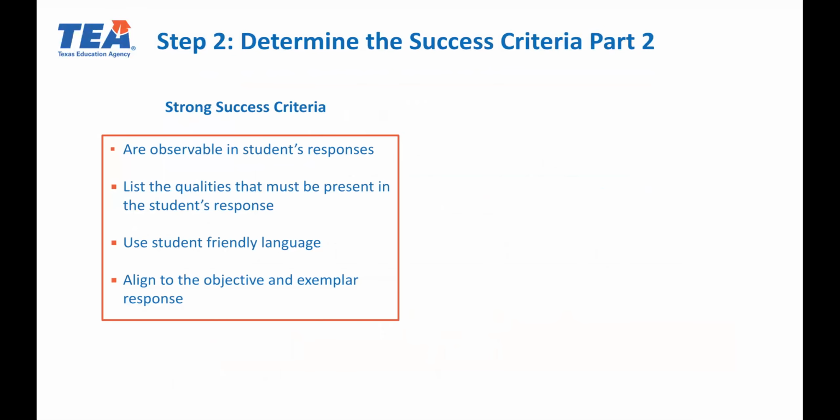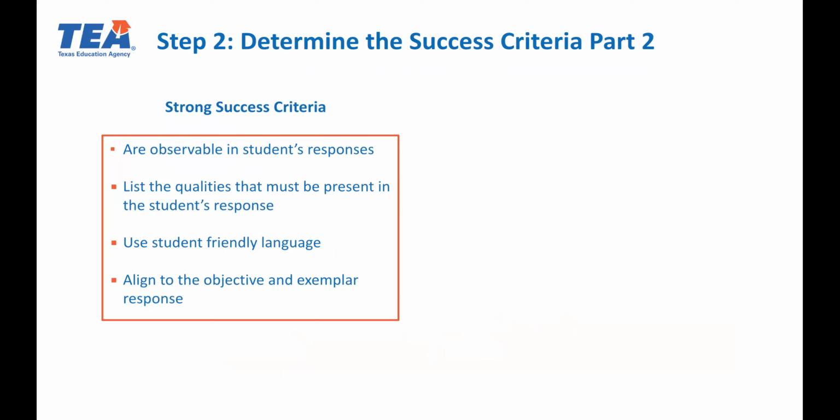Now, this seems very granular, but it's actually really important. Strong success criteria are observable in student responses. They list the qualities that must be present in the student response. They use student-friendly language, and they align to the objective as an exemplar response. So in creating these success criteria, you'll have a clear picture of what it means for a student to be fully, partially, or not yet.